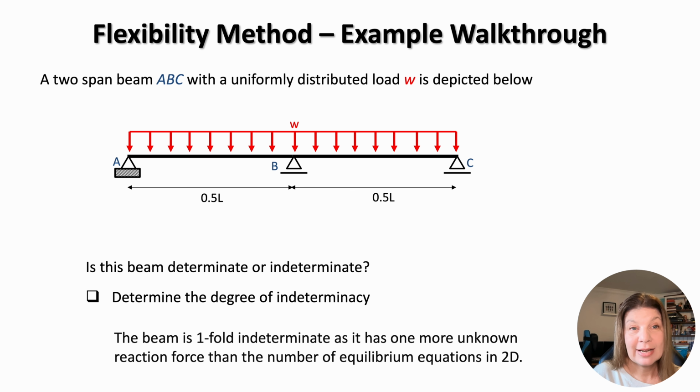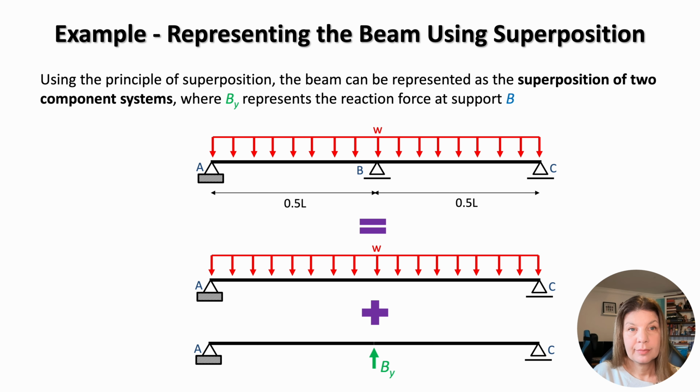So, as you've probably realized, this beam is one-fold statically indeterminate. It has one more unknown reaction than can be determined using equilibrium alone. And this tells us that we need to introduce one redundant force, and that'll be our next step. So now that we've established that the beam is one-fold statically indeterminate, the next step is to select a redundant force. Before we do that, it is useful to introduce the principle of superposition, which forms the basis of the flexibility method. The idea is quite simple.